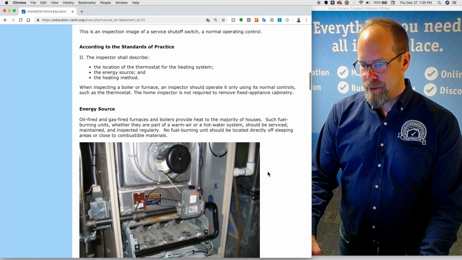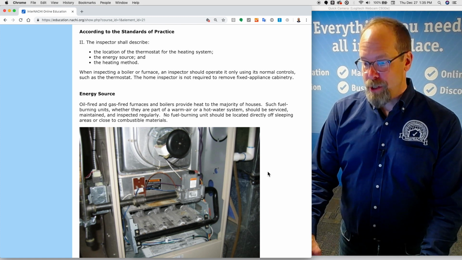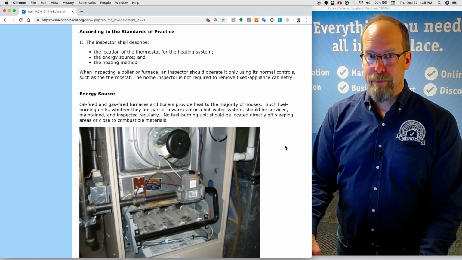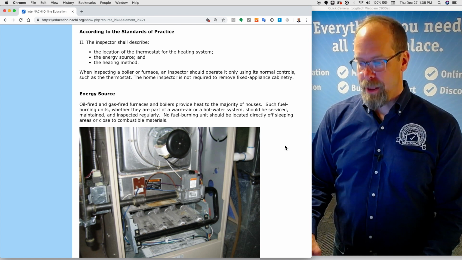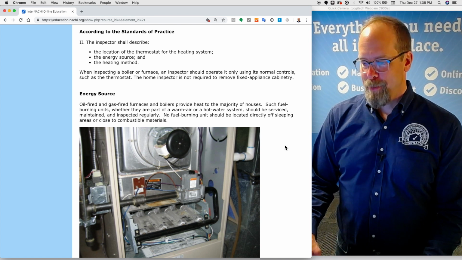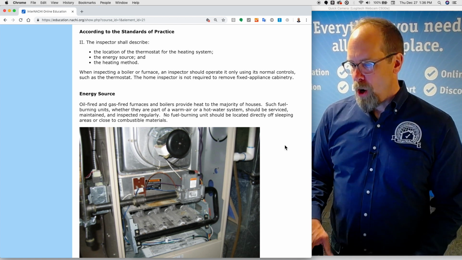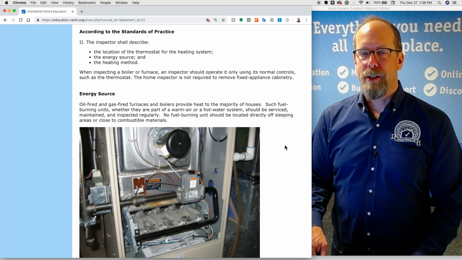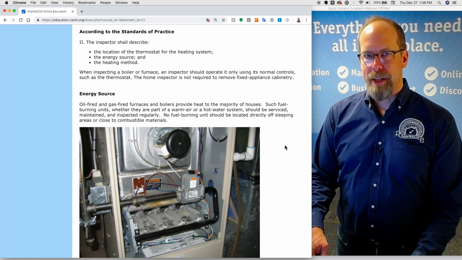According to the standards of practice, the inspector shall describe the location of the thermostat for the heating system, the energy source, and the heating method. When inspecting a boiler or furnace, an inspector should operate it only using normal operating controls such as the thermostat. The home inspector is not required to remove fixed appliance cabinetry.